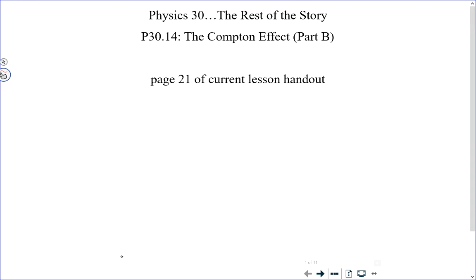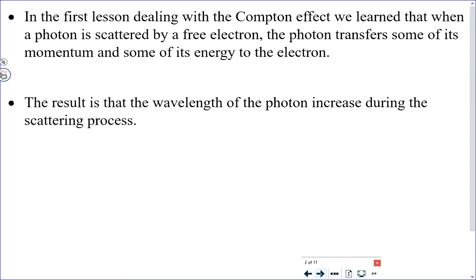And we're just going to extend what we learned last time and go a little bit further with the Compton effect. On Monday, what we learned is that during the Compton effect, you have a photon that's scattered by a free electron, and the photon transfers some of its energy and some of its momentum to the electron. The main thing that I want to focus on today is if the photon loses energy in the scattering, then its wavelength must increase. Longer wavelength photons have less energy.